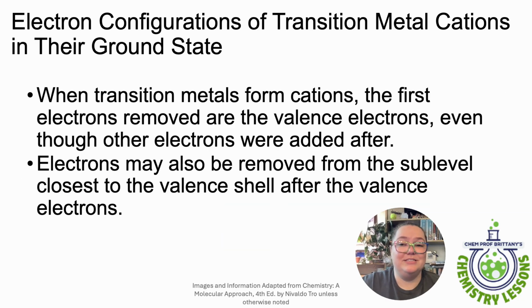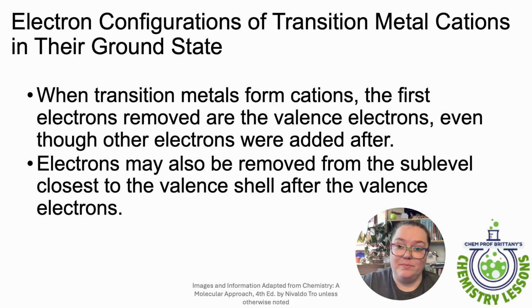All right, transition metals are different and are weirdos. When our transition metals form cations, the first electrons removed are the valence electrons, even though there were other electrons added after them. And then electrons can also be removed from the sublevel closest to the valence shell after the valence electrons.